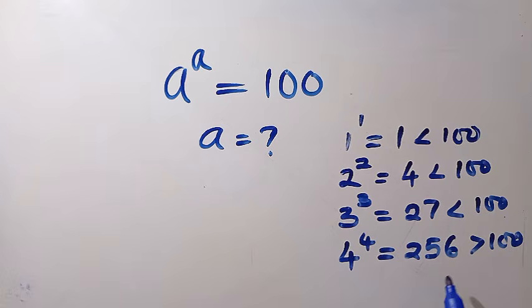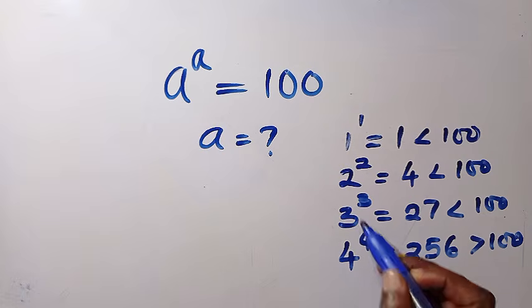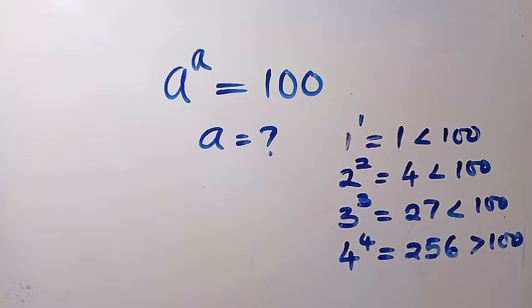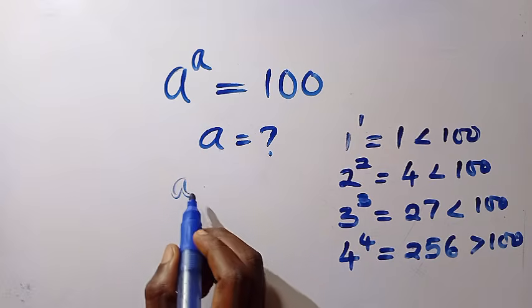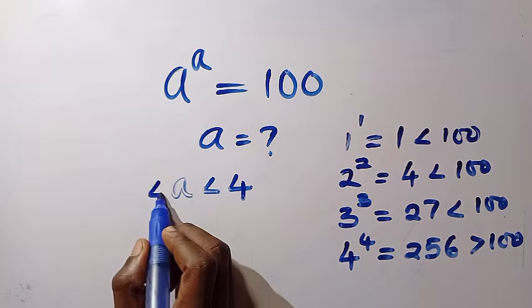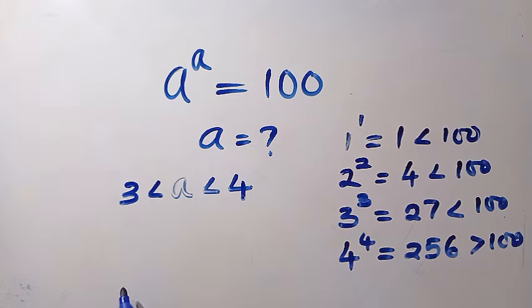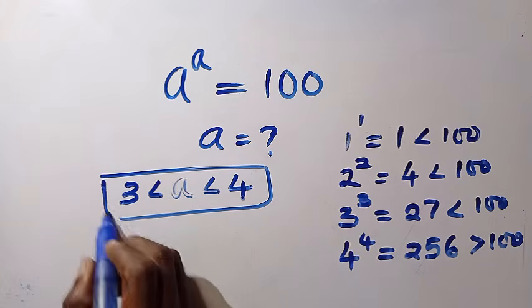We have to stop. Why? Because the answer we need is not 256, it is just 100 that we need. But 3 raised to the power 3 gives us 27, which is less than 100, and 4 to the power 4 is far more than 100. Then the answer falls between 3 and 4. So therefore, we can write the inequality as 3 is less than A, and A is less than 4. Our answer must be in between 3 and 4.